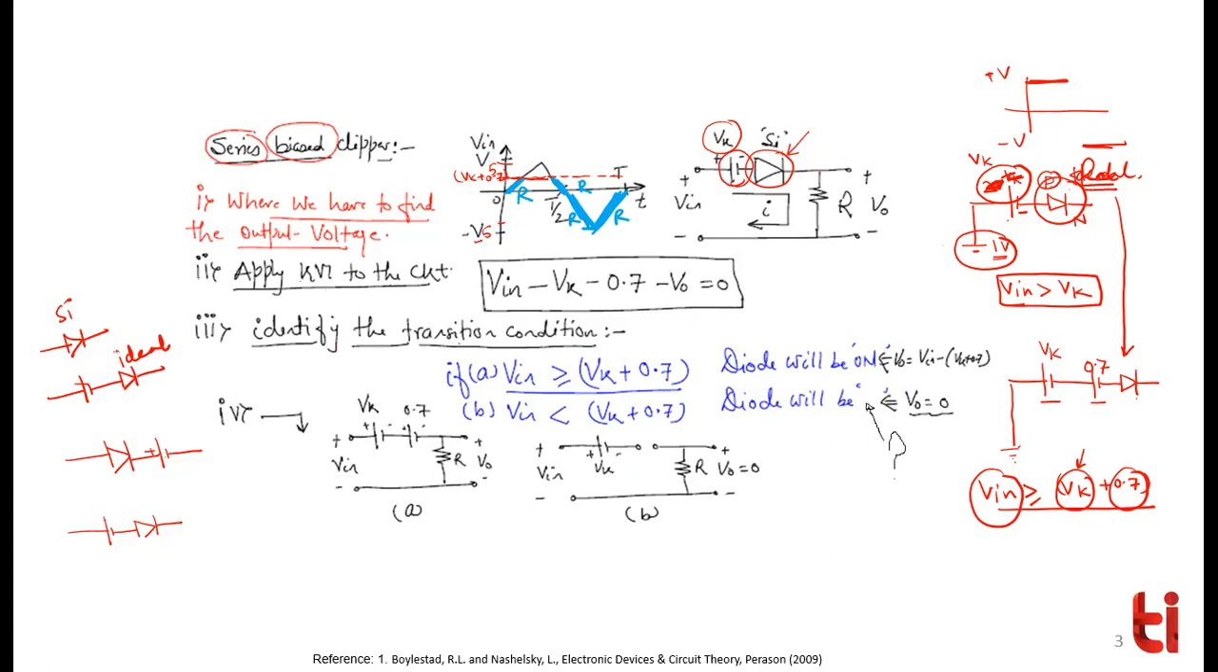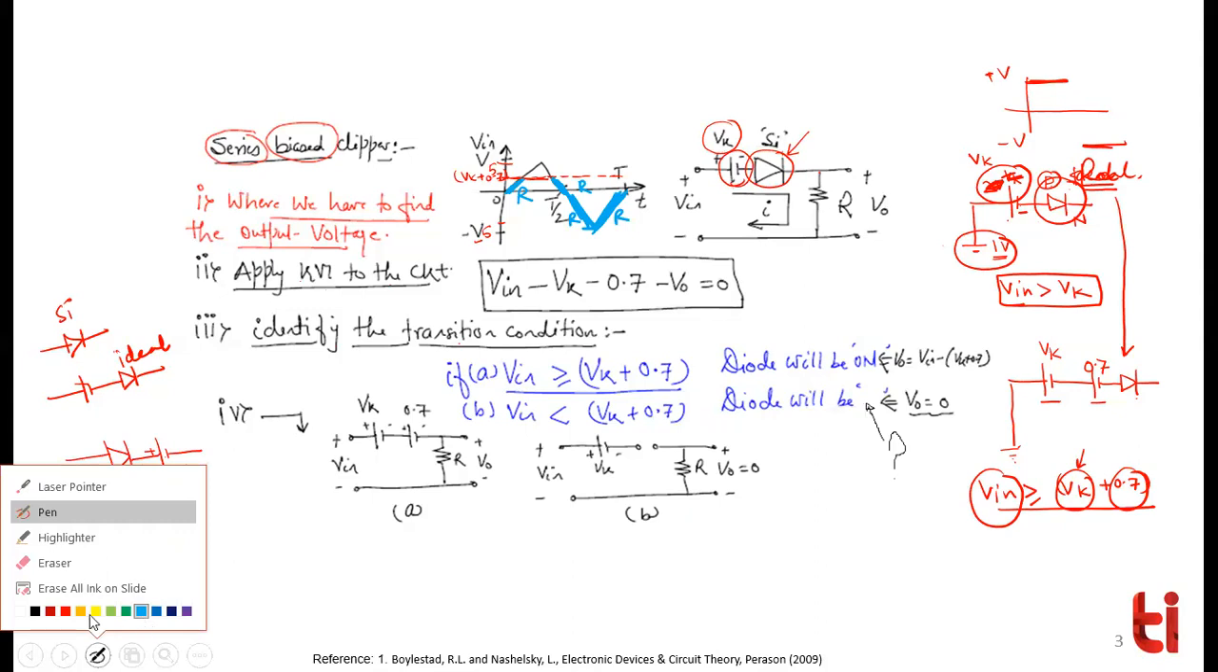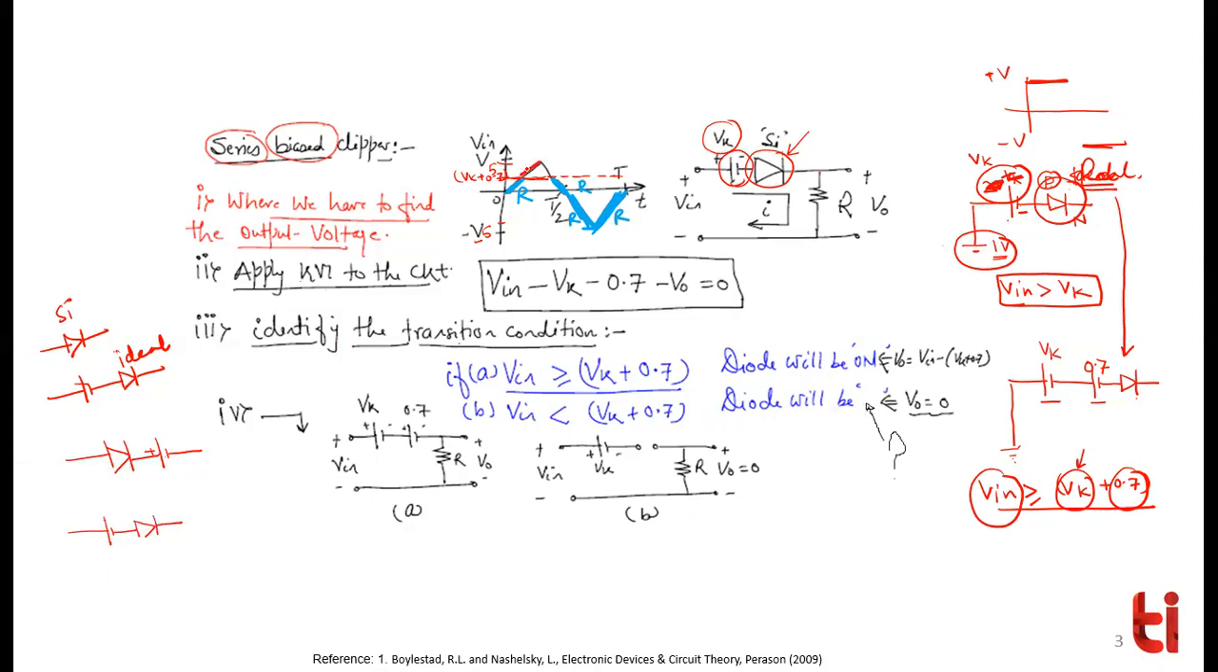Let me take another color pen over here. In this portion, this red one, the diode is in forward bias. Now when we have found the transition, in this region the diode will be in forward bias and in the rest of the region the diode is in reverse. The other thing is to find the output voltage when the diode is in forward bias and when it is in reverse bias. As soon as you have found both conditions, you have to find the output voltage in the case of forward and in the case of reverse bias.